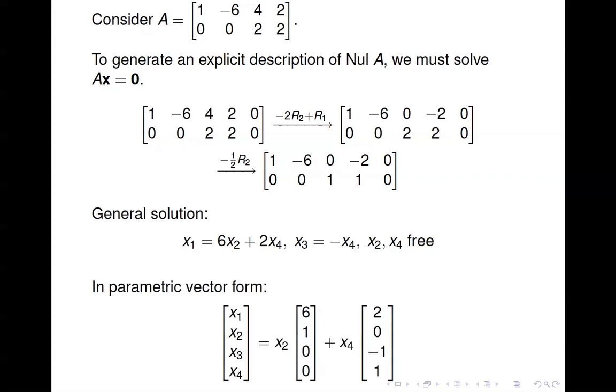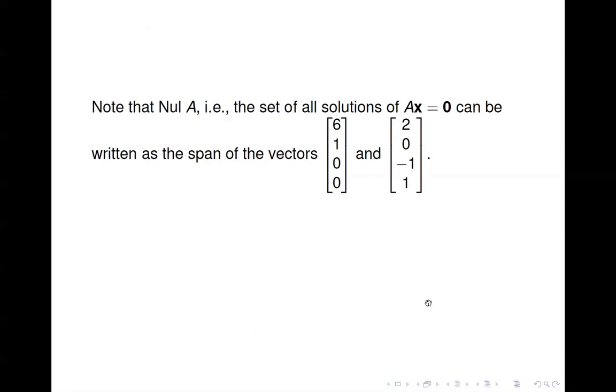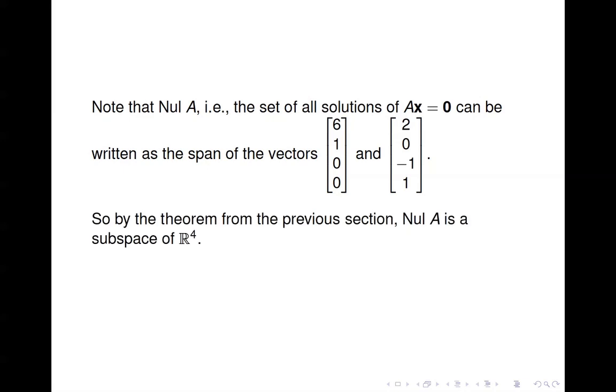If we put it in parametric vector form, we have x1 is 6x2 plus 2x4, x2 is just x2, and so forth. So notice that any vector in the null space of A is a linear combination of these two vectors given here. So if we look at those, we can say any vector in the null space of A is in the span of those two vectors.